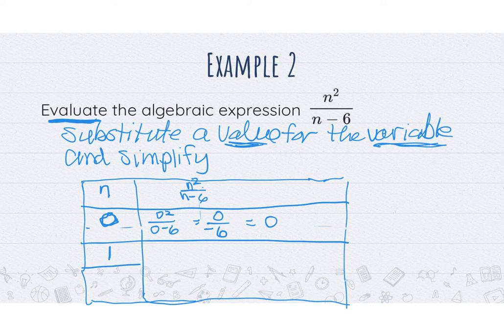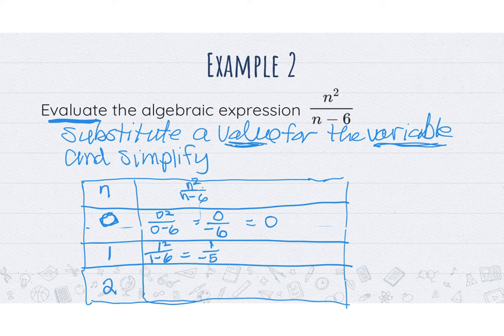So let's try that with 1, and then we'll try it with 2. So 1 squared over 1 minus 6. See, I'm substituting the value 1 into my expression. So n becomes 1. 1 minus 6 is minus 5. So that's my final answer, negative 1 over 5.